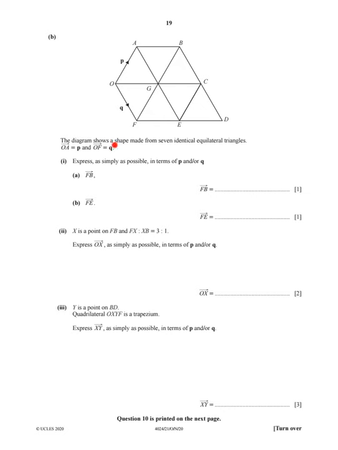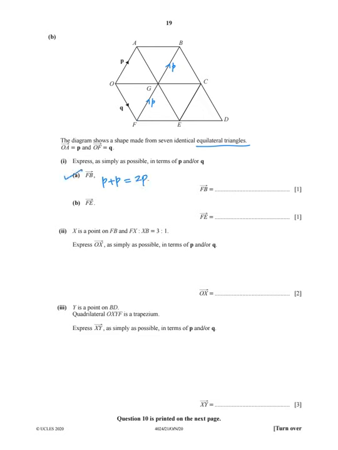It says the diagram shows a shape made from 7 identical equilateral triangles. OA is P and OF is Q. Express in terms of P and Q the vector FB. If you focus on FB, if OA is P, then GB is also P, and FG will be P as well. So from F to B, it equals P plus P, which leads to 2P. That is your first part answer.